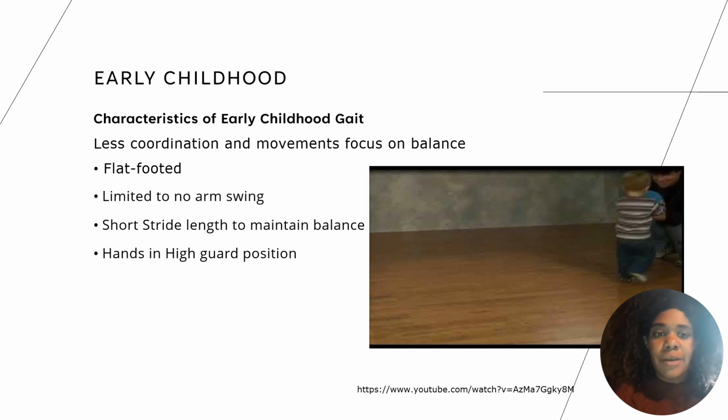So in early childhood, when we're talking about characteristics of gait, I'm just going to play the video as I'm talking so you can see what's happening here. This is one we used a few times throughout the course. You see less coordination, and the movements are really focused on establishing balance. This is talking about new walkers. These little toddlers are more flat-footed. They have limited to no arm swing, and I'll just play that again so you can see that.